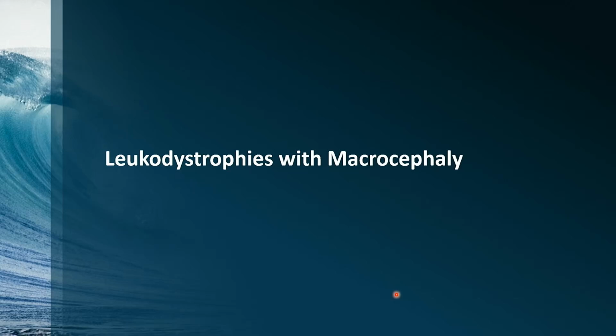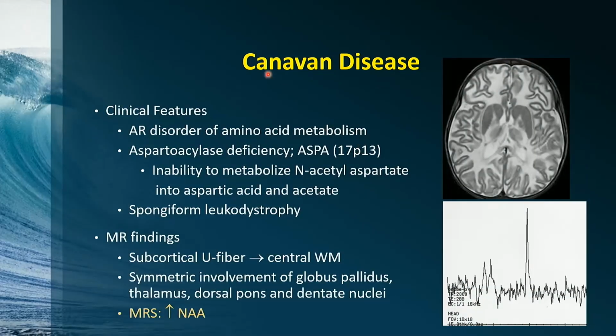Let's think about several diseases with leukodystrophy and macrocephaly. Canavan disease is an autosomal recessive disorder of amino acid metabolism. It's aspartoacylase deficiency, and because of this enzyme deficiency, the patients cannot metabolize N-acetyl aspartate. We call it NAA. So when we perform MR spectroscopy in Canavan disease, there is a very high peak in NAA at 2.0 ppm.